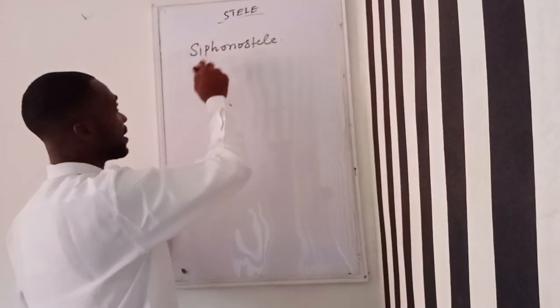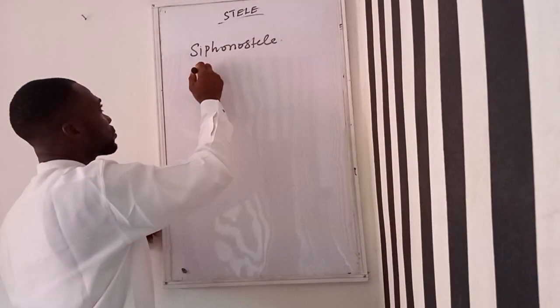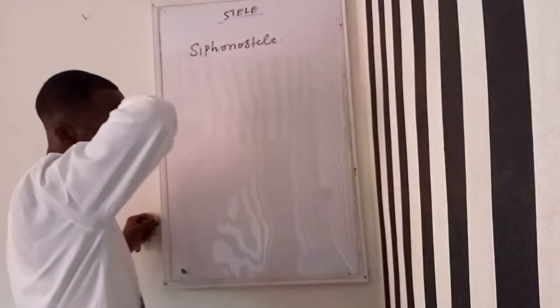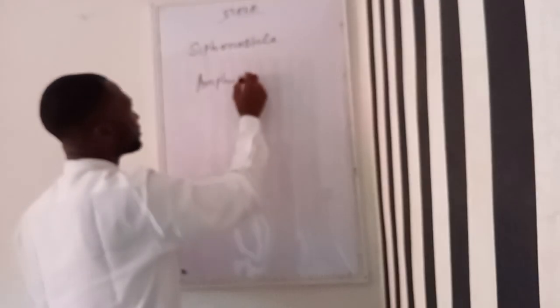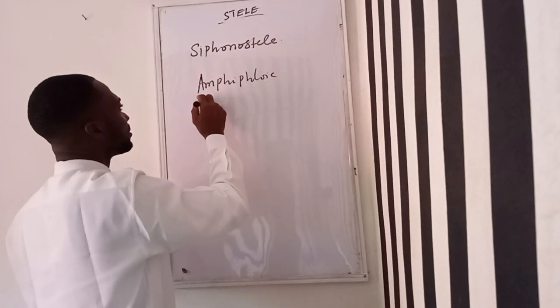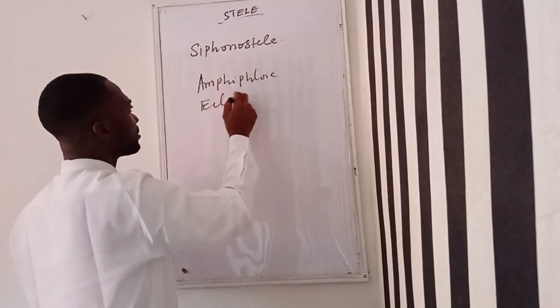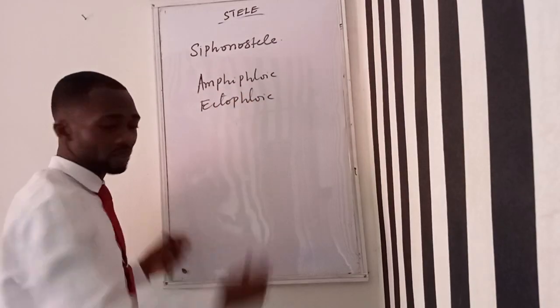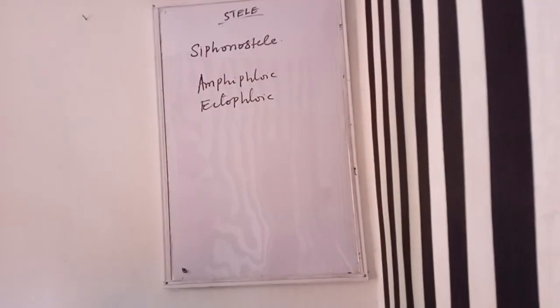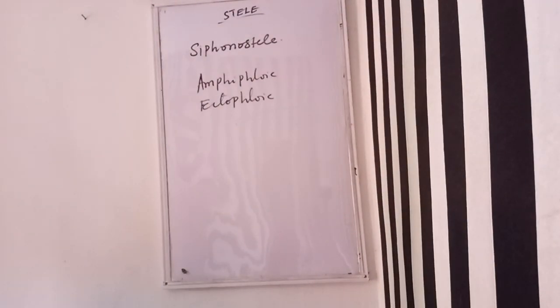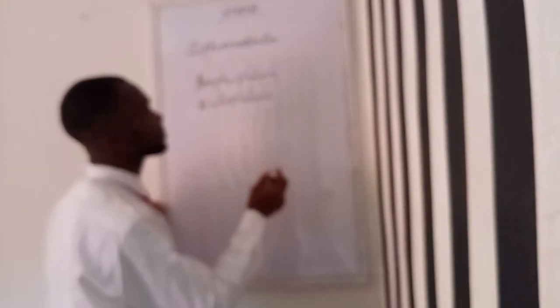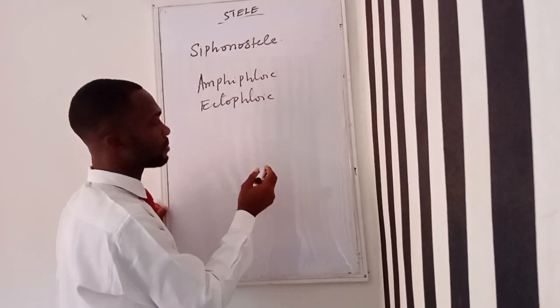This Sphenopsida has two different types. We have the amphiphloic and the ectophloic. I have to be sure of the spelling. That's correct. The amphiphloic and the ectophloic Sphenopsida. So let's look at what happens in the case of amphiphloic and what happens in the case of ectophloic.